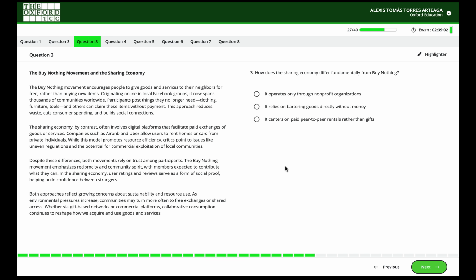How does a sharing economy differ fundamentally from Buy Nothing? Sharing economy. Think gifts.